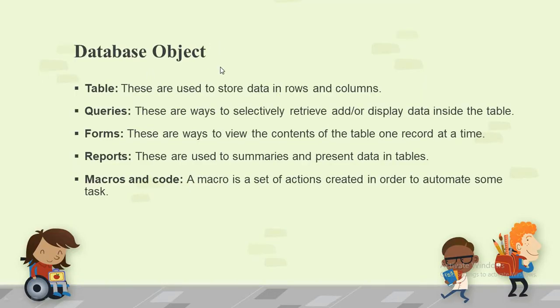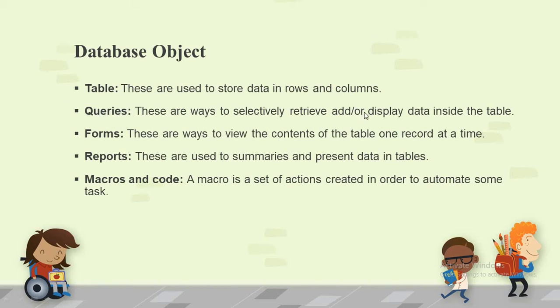Now our next topic is database objects. Our first object is table. Why do we use a table? We use a table for storing data in rows and columns. Second is query. These are ways to selectively retrieve, add or display data inside the table. Suppose I want to store data into the table or display the data from the table, we use queries.